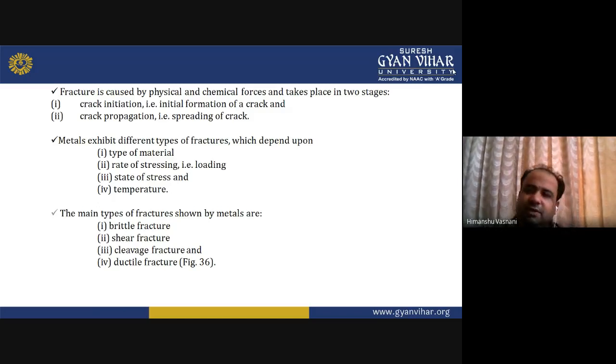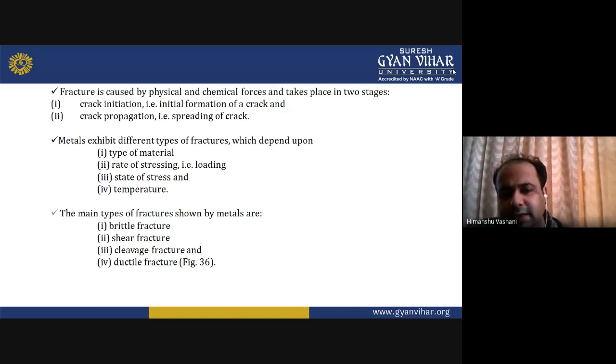The temperature is very important because at room temperature the state of the workpiece is different. When you increase the temperature, the state of the internal atoms also differs, and then the fracture style will also differ. So these four points should be considered, depending on which the metals will exhibit different types of fractures.